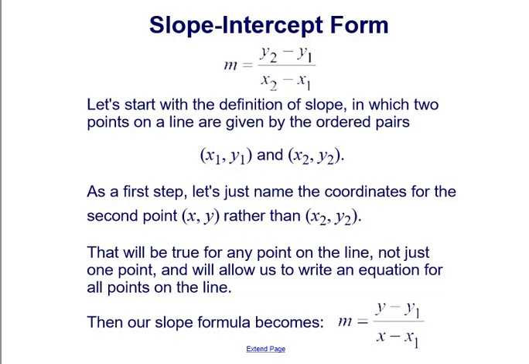As a first step, let's just name the coordinates for the second point x, y rather than x2, y2. So that will be true for any point on the line, not just one point, and will allow us to write an equation for all points on the line. So then our slope formula becomes m equals y minus y1 over x minus x1.